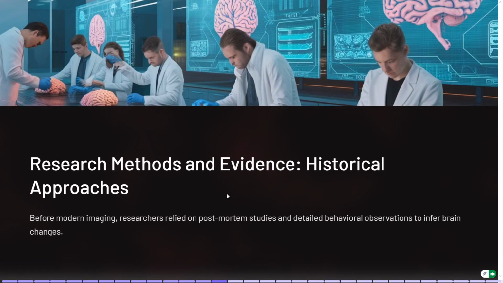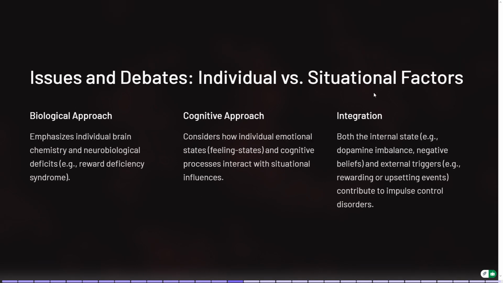What about research method and evidence? Historical approach. Before modern imaging, research relied on post-mortem study. We spoke about that in the previous study I covered, which means using dead people and studying their brain, to observe the change, the difference between their brain and the normal people's brain.